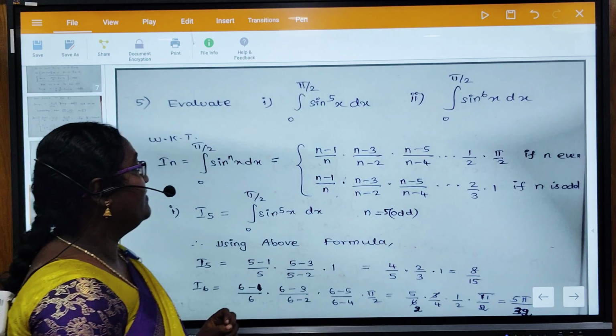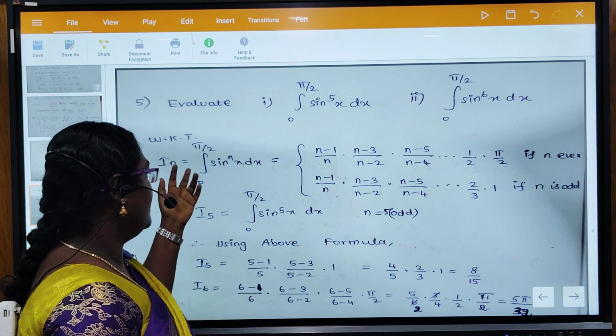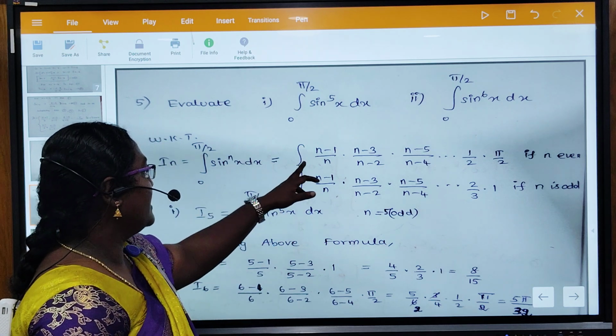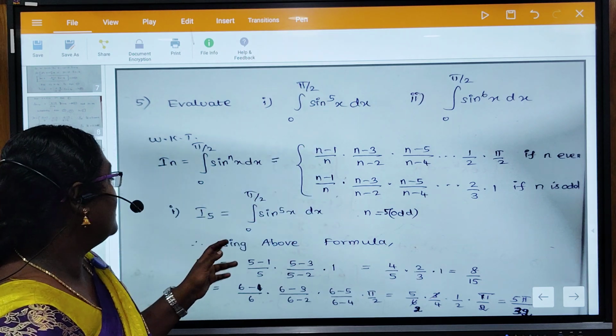Evaluate the integral of sin power 5x and sin power 6x dx. So we have written the formula which we have seen earlier. This is the formula for sin power nx dx. Here n is equal to 5.